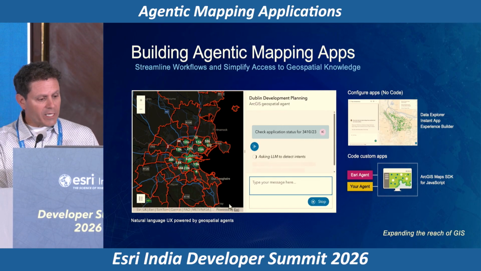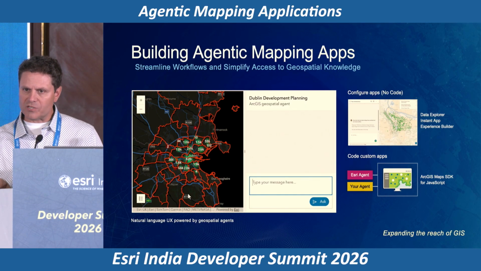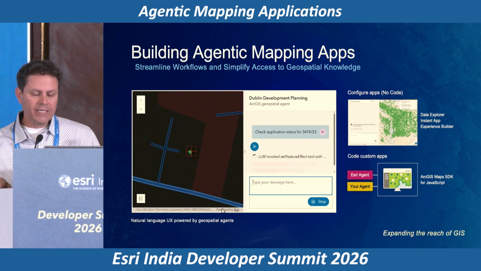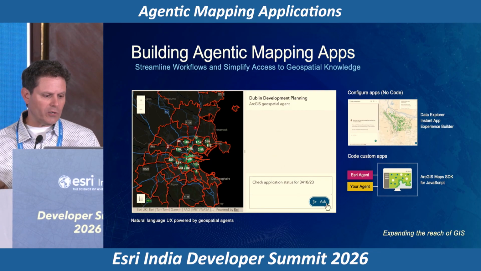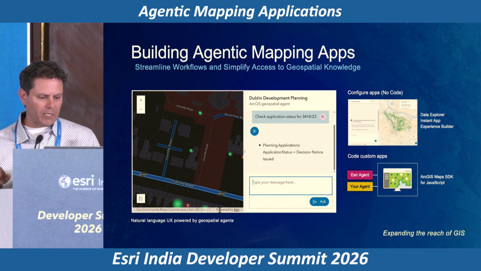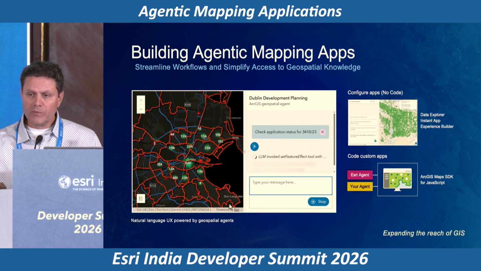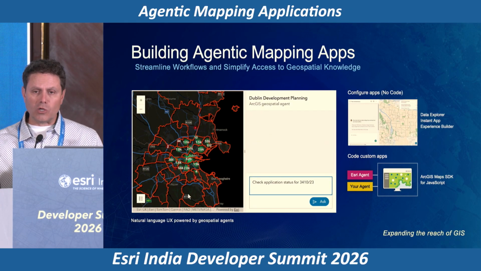So here we're looking at a modern agentic mapping application. We've seen a couple of examples of it already in the applications that leverage our assistant. It's got a modern interface. It's a very clean and simple interface, and the user is interacting with this application through natural language. Now, these applications can be built with absolutely no code.